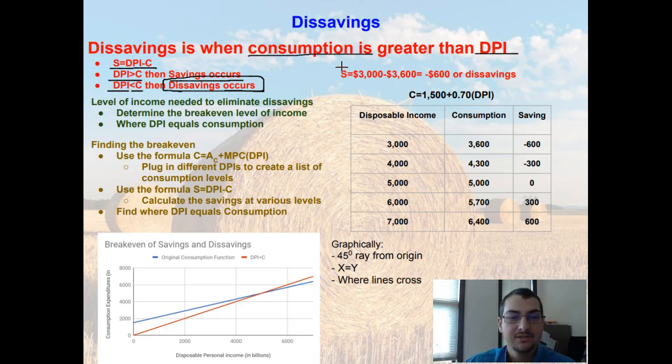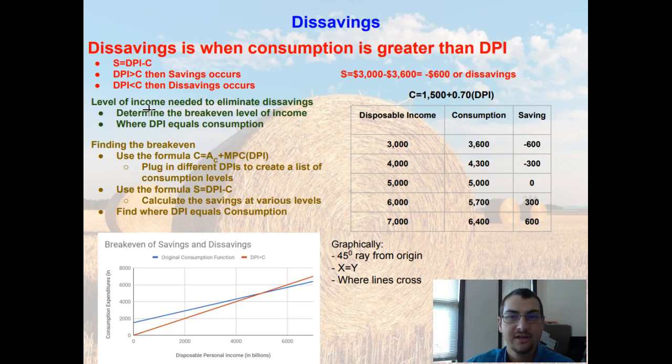Here is a quick little example of it. We might have a disposable personal income of $3,000, where our consumption is $3,600. That means we have $600 in dis-savings. Basically, income minus the amount we're spending on consumption, and if the income is less than the consumption, we have dis-savings. So, what does it take to get over that hurdle? What does it take to get to the point where now you're dealing with savings, not just dis-savings?